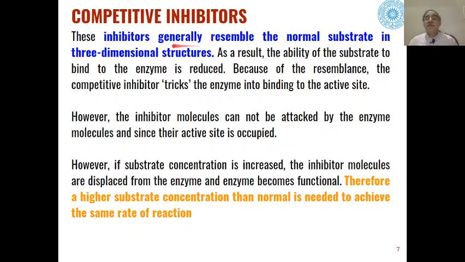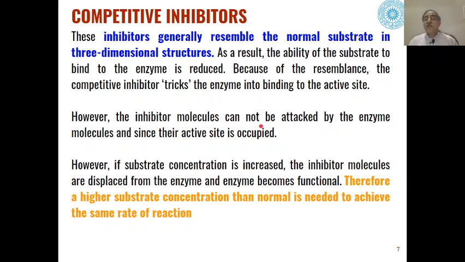Then these inhibitors generally resemble the normal substrate in three-dimensional structure. That is because of the similarity in the structure of these inhibitors with the normal substrate. That is why there is a competition between the substrate and the inhibitor, and because of that the ability of the substrate to bind to the enzyme is reduced, because there is a competitor with the same type of three-dimensional structure which can also bind to the active site of the enzyme.